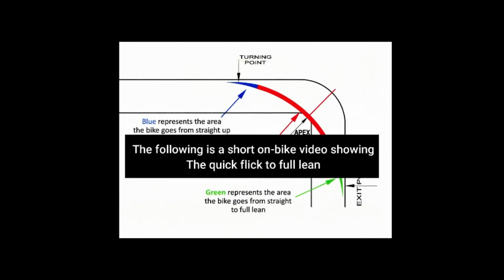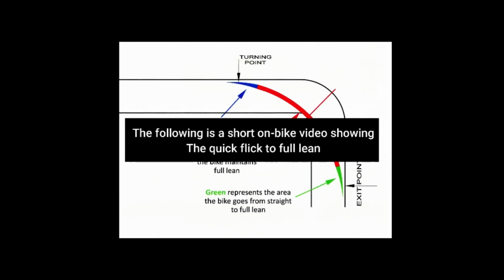The following is a quick, short on-bike video showing the quick transition, or a quick flick, from straight up to full lean. Also notice that the bike achieves full lean well before the apex of the turn. One other thing to notice is that the bike maintains full lean angle through most of the turn.